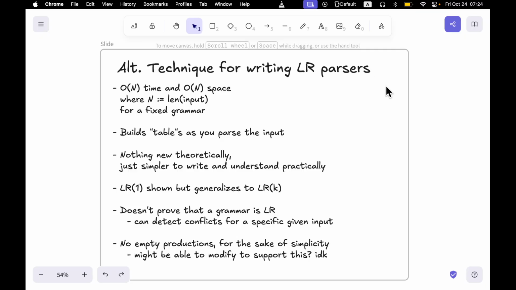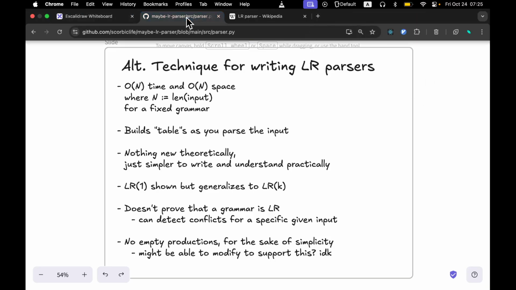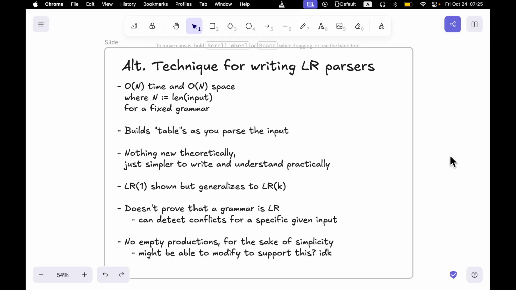Anyway, I think I came up with an alternative technique for writing LR parsers. I'm not sure if I haven't made any mistakes. There may be something that I thought wrong, but at least as far as what I thought of and what I implemented, the parser kind of works. So I'm just hoping that it works, and I'm hoping everything is fine.